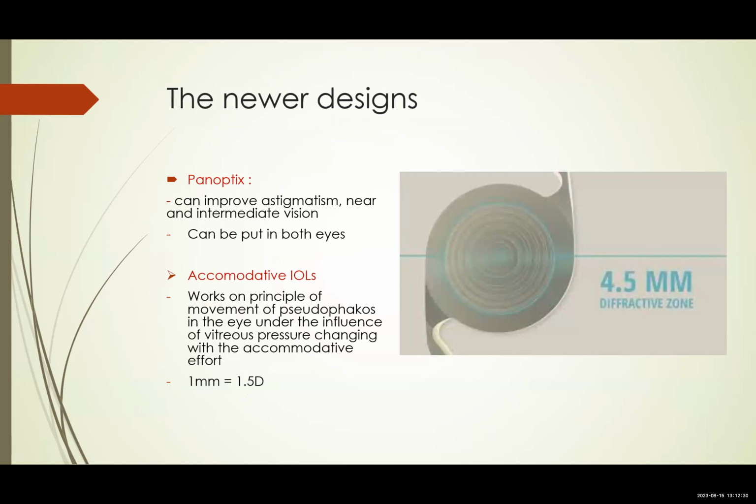Toric lenses, which have less or negligible astigmatism, can be put in both eyes. An accommodative intraocular lens works on the principle of movement of the pseudophakic lens in the eye under the influence of vitreous pressure, changing with the accommodative effort. 1 mm equals 1.8 diopters. My mistake, sir. And these are newer IOLs.